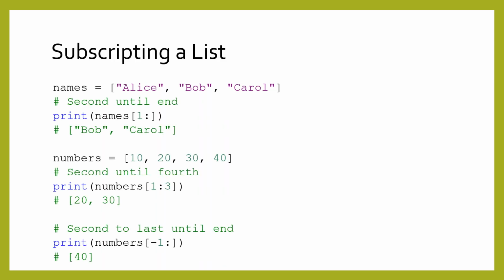Much like strings, you can use a colon and square brackets to access a range of elements from a list. The rules are the same as for strings. The first number is the starting index, and the second element is the ending index. If you skip the first number, it will assume you want to start from the beginning. If you skip the second number, it will assume you want to stop at the end. And again, negative numbers work just as well.